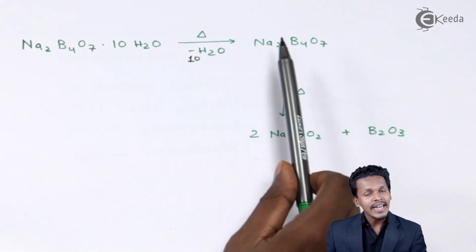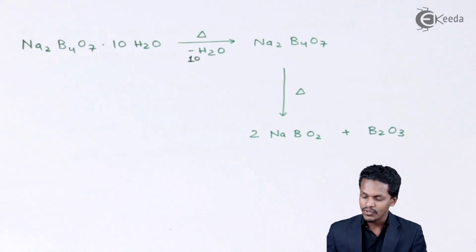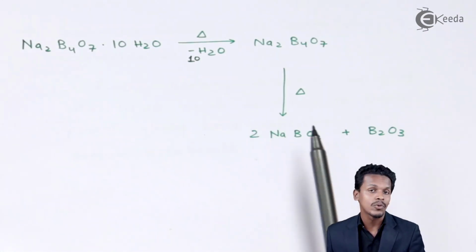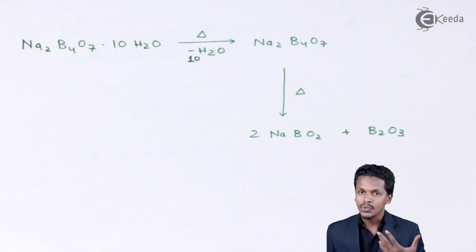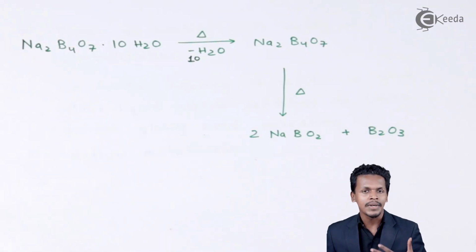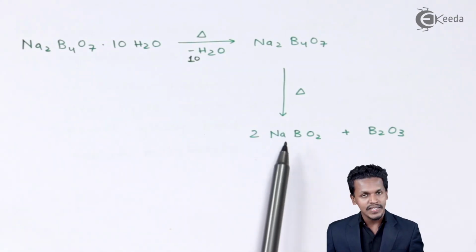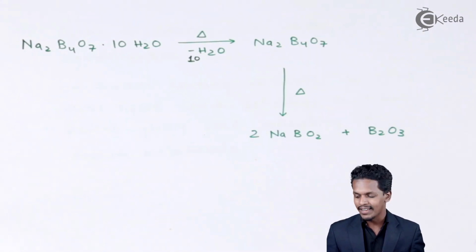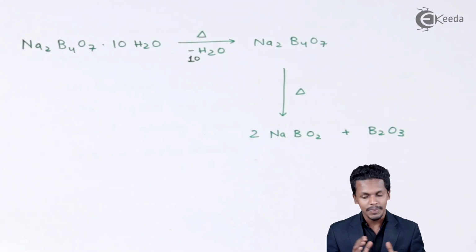If that white substance is further heated and melted, we get two substances: NaBO2, which we name sodium metaborate, as well as B2O3, which is nothing but boric anhydride, and this is what we obtain here. This is known as the borax bead, and it is a very transparent glossy material.